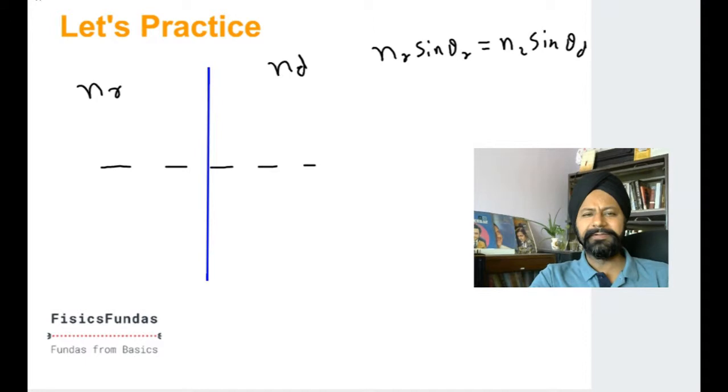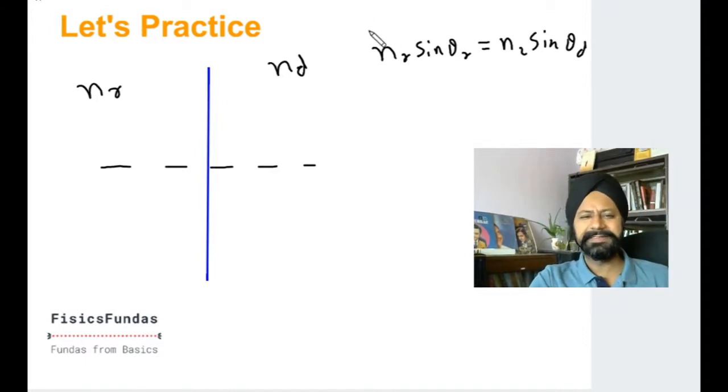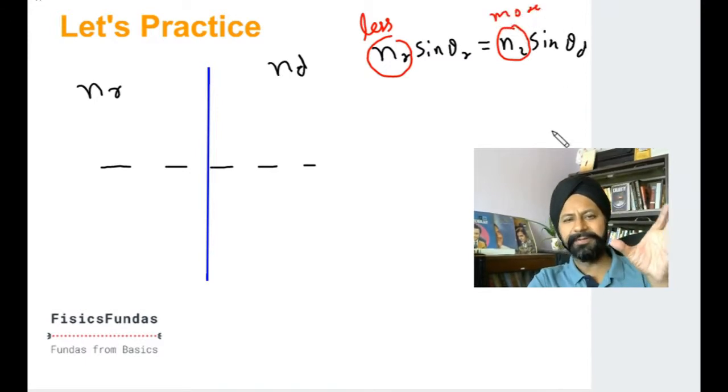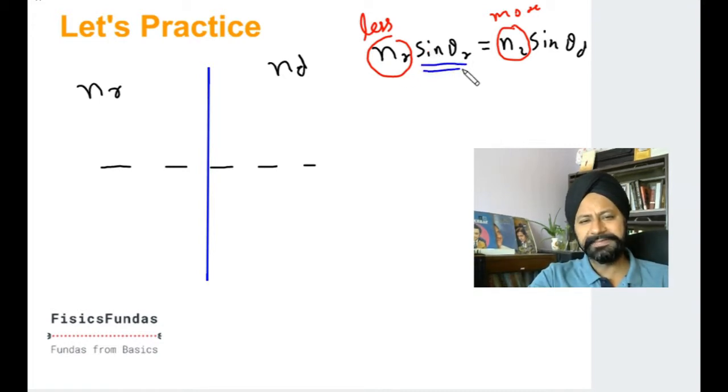Right. Now remember, what is a rarer medium? Rarer medium is where speed is more, but refractive index is less. So nr is less, and nd is more when you compare those two numbers. By definition, rarer medium has less refractive index, denser medium has more refractive index. Now, if you're multiplying two numbers on the left side and two numbers on the right side, they have to be equal. This is pure mathematics, no physics.